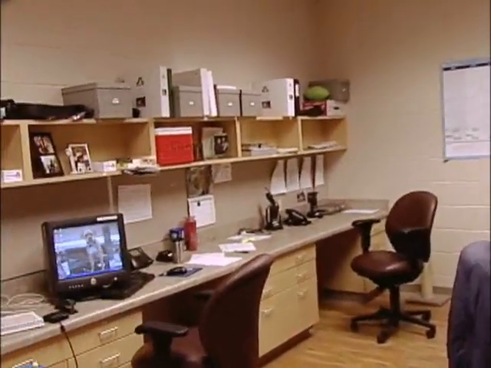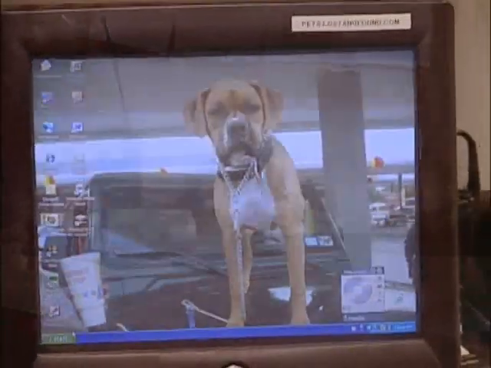This is the code compliance office. All of the officers that work in the field work from this office.